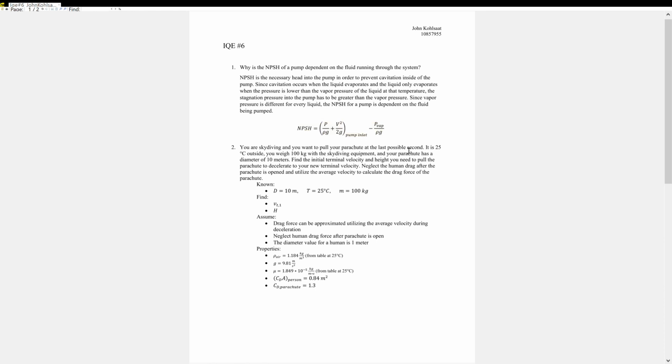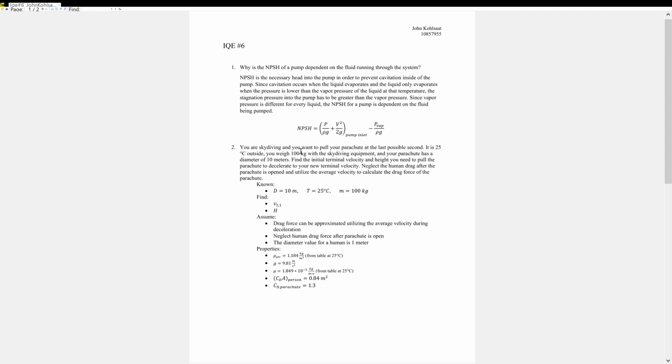Now for question number 2, if you're skydiving and you want to pull your parachute at the last possible second. It is 25 degrees outside and you weigh 100 kilograms with the skydiving equipment. And your parachute has a diameter of 10 meters. Find the initial terminal velocity and height you need to pull the parachute to decelerate to your terminal velocity.